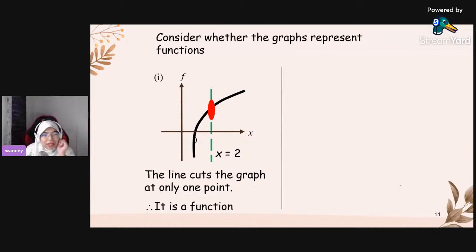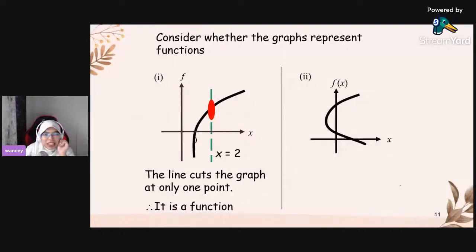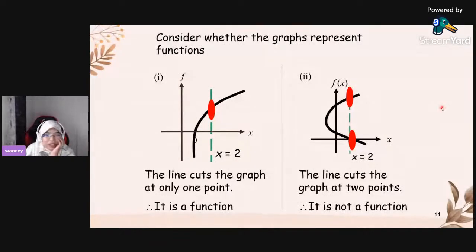Okay, so now the second one. Okay, so now again, draw a vertical line. Okay, so basically if I draw a vertical line over there, over here, over here, choose anywhere. As you can see, you will cut at 2 points. Okay, so the line cuts the graph at 2 points. Therefore, this is not a function. Definitely not a function because we cut at 2 points.